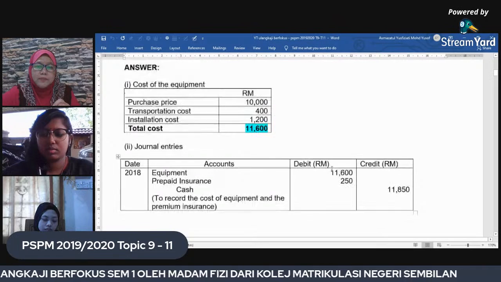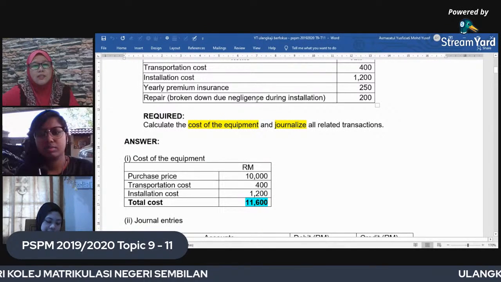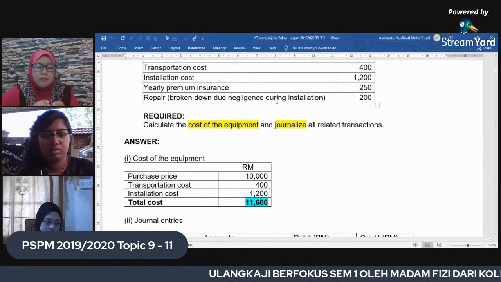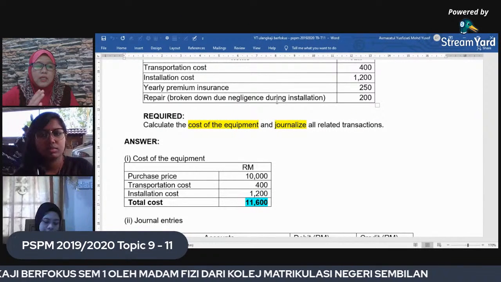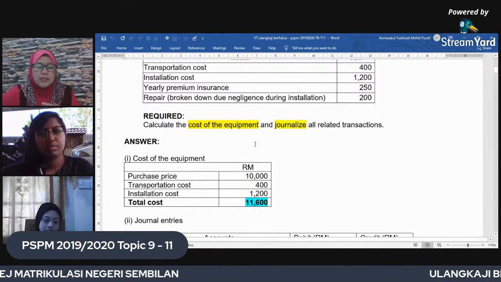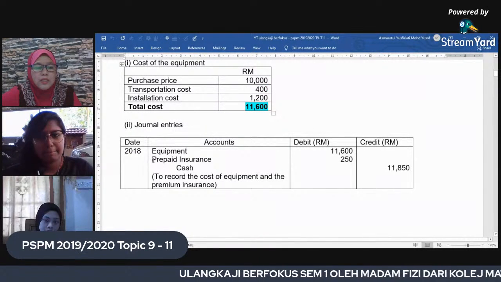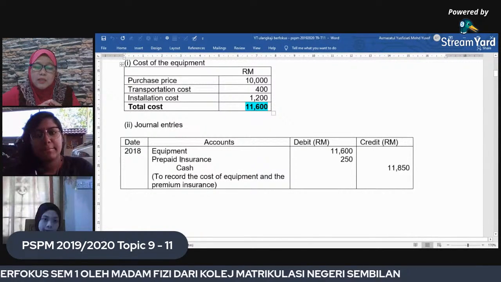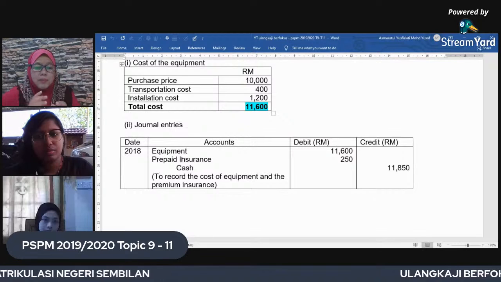But how about the repair? The repair because of the broken down due to negligence during installation. Just now I also have mentioned that this repair, because it happened during the installation, the expenses are borne by the supplier, not by us. That's why in our journal entry, we only record for prepaid insurance. So the repair expenses, we didn't record because that expense is borne by the supplier.